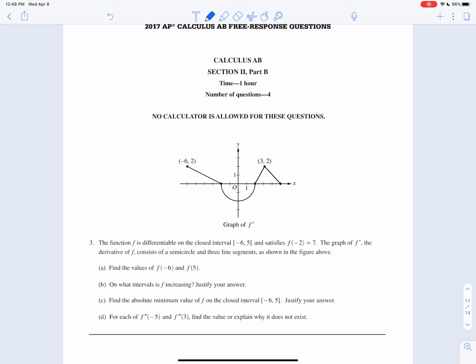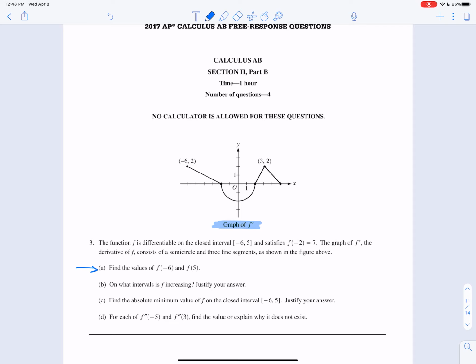Here's 2017 question 3. This is a graph analysis problem here. Right away, I noticed that the picture, the graph, represents f prime. So just keep that in mind for later, okay? Here we go. Find the values of f of negative 6 and f of 5.